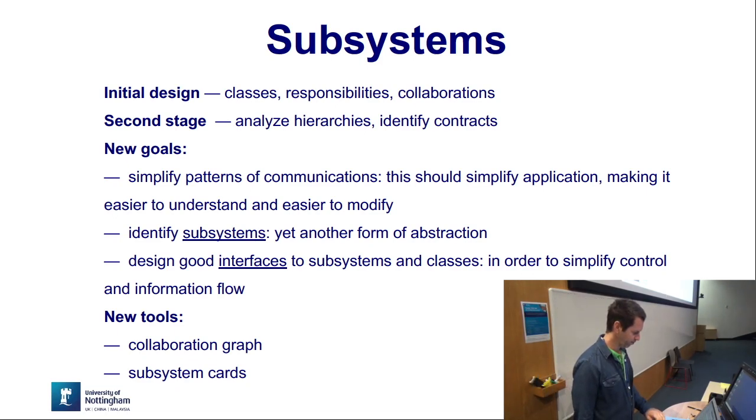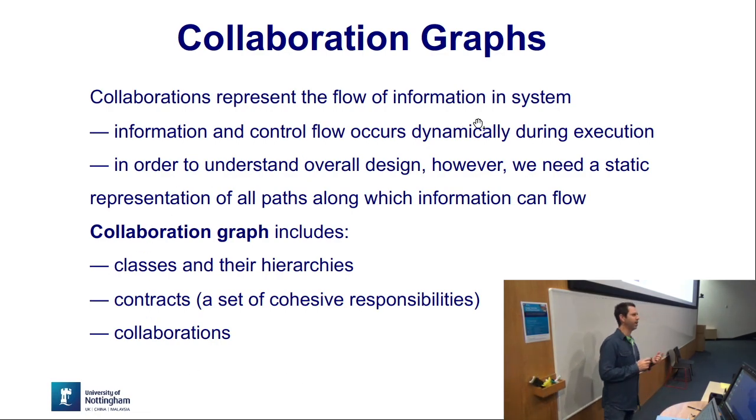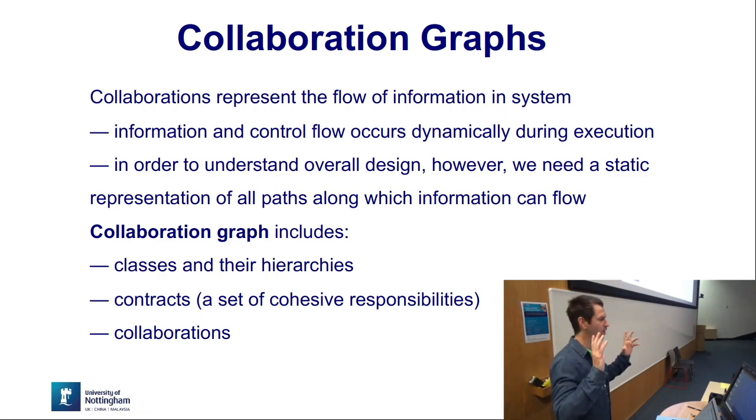So we have collaboration graphs and subsystem cards we're going to talk about. Collaboration graphs represent the flow of information in a system. The information and the flow control change dynamically as the program is being executed, right? In order to understand the overall design, we need some sort of static representation of the flow of information. That's what collaboration graphs are for, right? They include classes, their hierarchies, contracts, and collaborations.